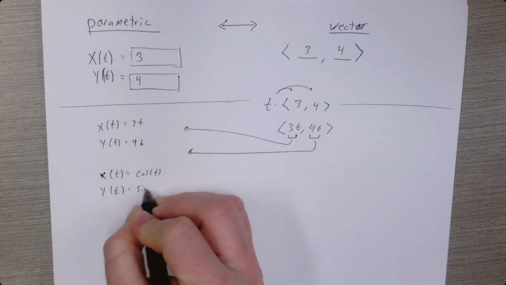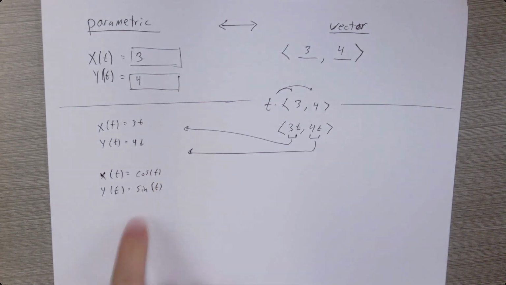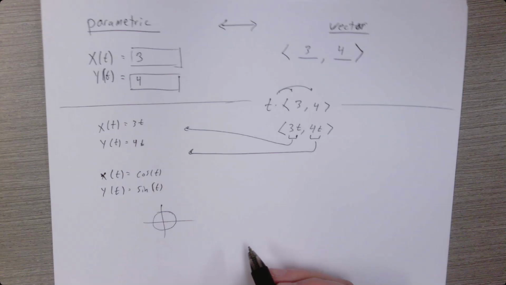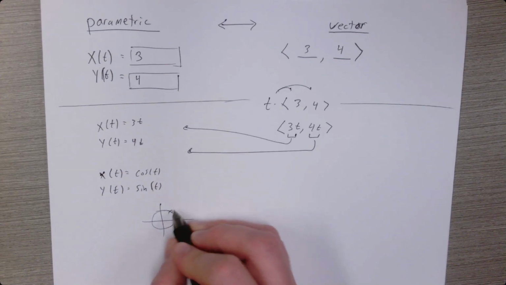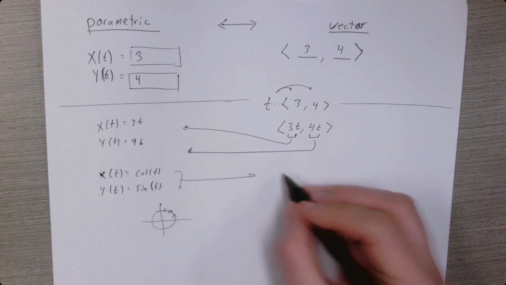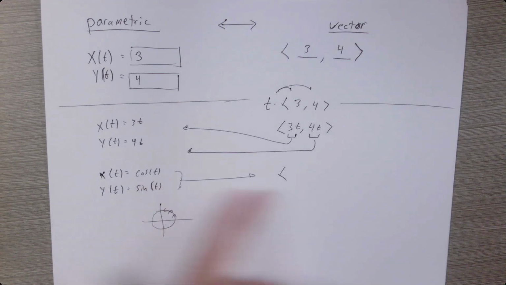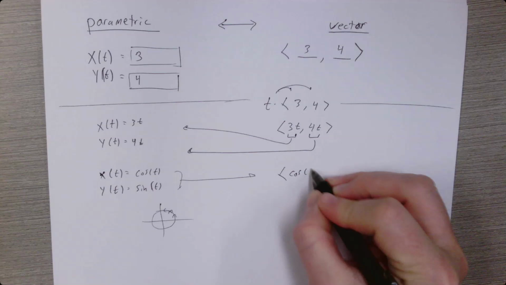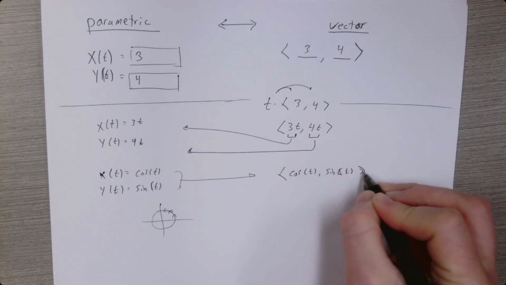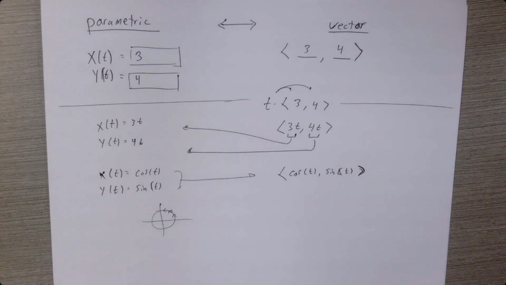So let's start on this side. You know that cosine t, sine t describes simple circular motion. This would be motion centered at the origin, radius 1, going anti-clockwise. So again, I could just package those together into a single vector, take x here and y, so cosine t, sine t, and now it's a vector that describes the same motion.